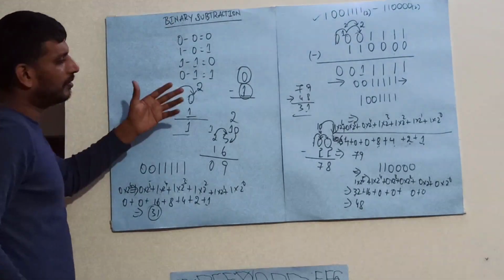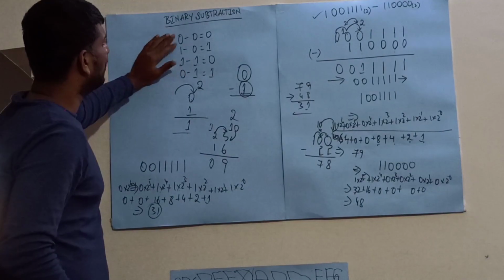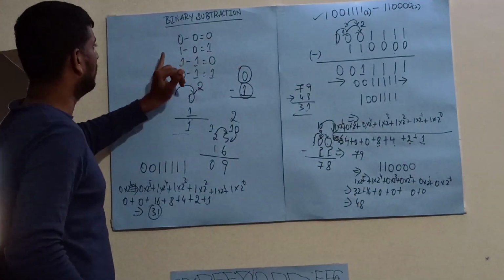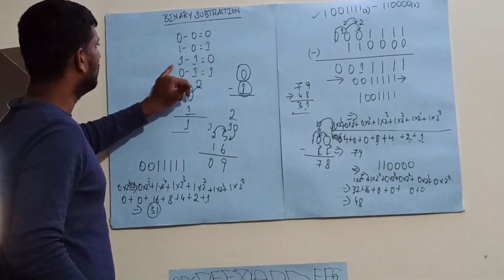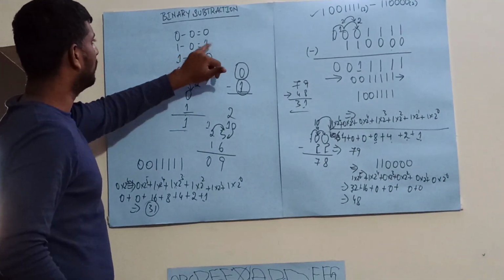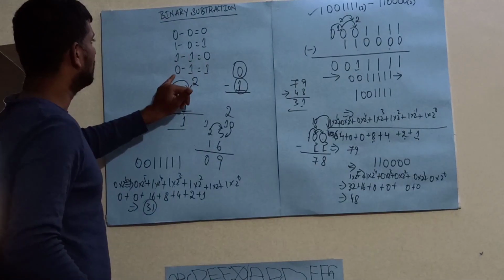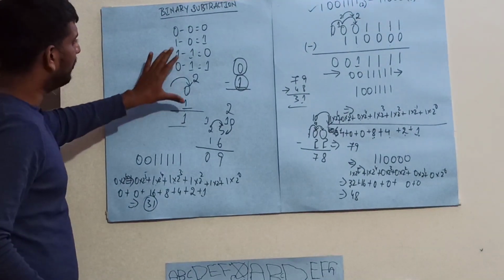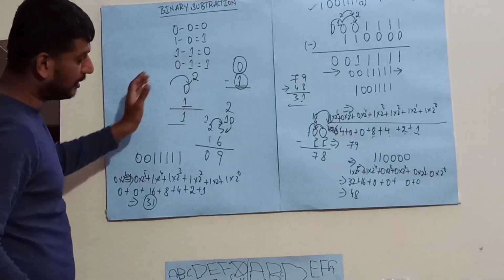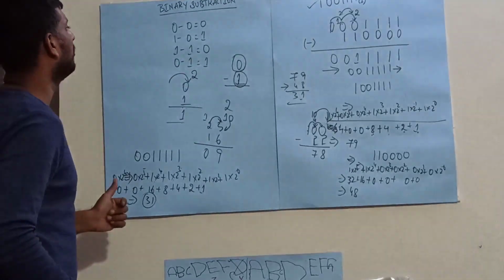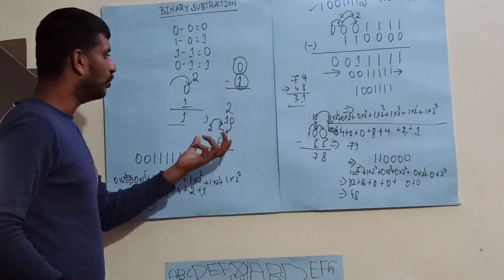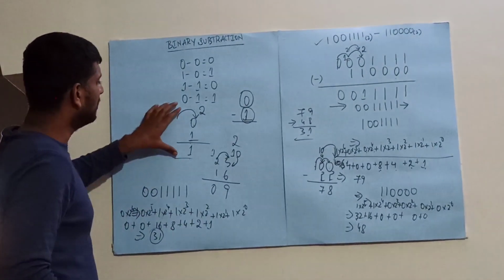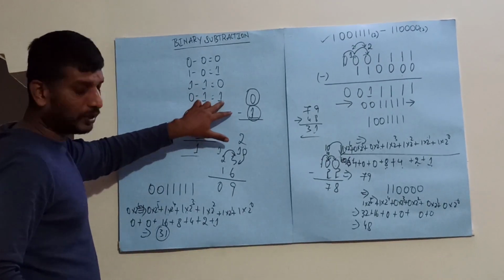I will just repeat it once again. Whenever you are performing binary subtraction, you need to follow 4 rules. The first rule is 0 minus 0 is equal to 0, 1 minus 0 is equal to 1, 1 minus 1 is equal to 0, 0 minus 1 is equal to 1. And I have shown you how exactly you get 0 minus 1 is equal to 1. That is, if you are borrowing in the binary form, you will be borrowing 2. Whenever you are borrowing in the decimal form, you will be borrowing 10. So you get 0 minus 1 is equal to 1.